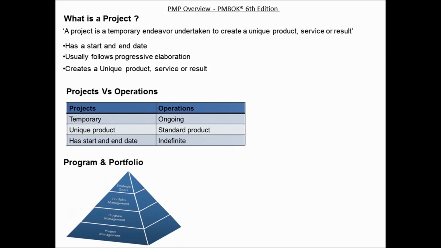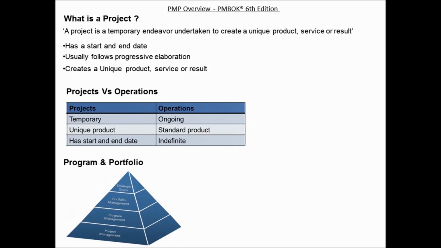Now, we all know what a project is, right? I've explained it earlier. So the program is a group of related projects. The keyword here is related projects, remember that. And a portfolio is a collection of projects and programs that are grouped together to meet the strategic goals of an organization.